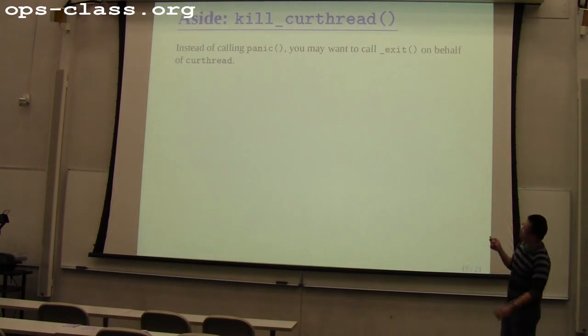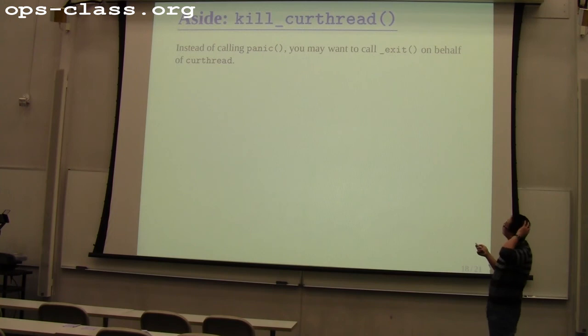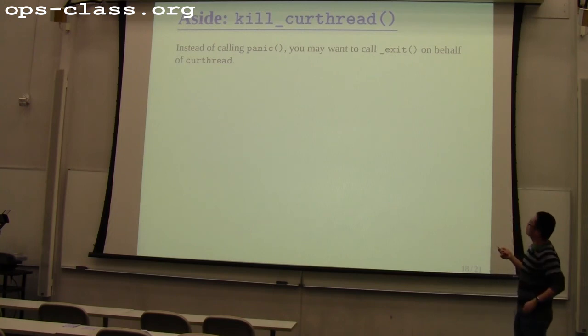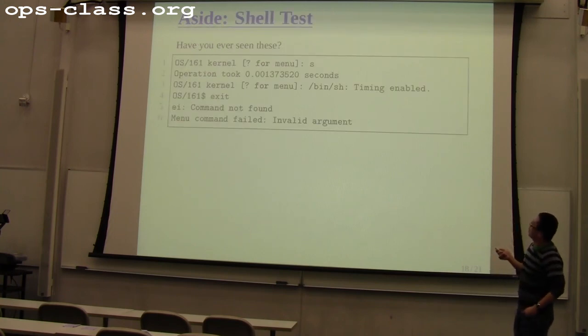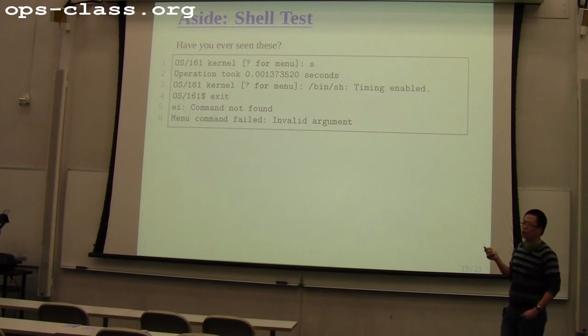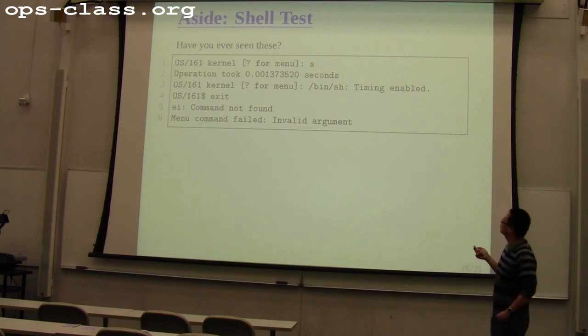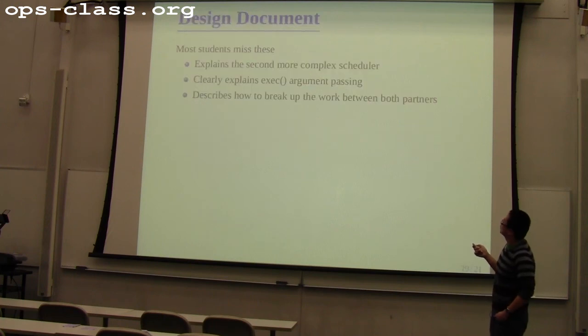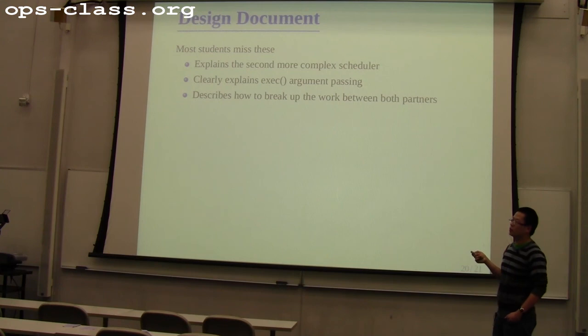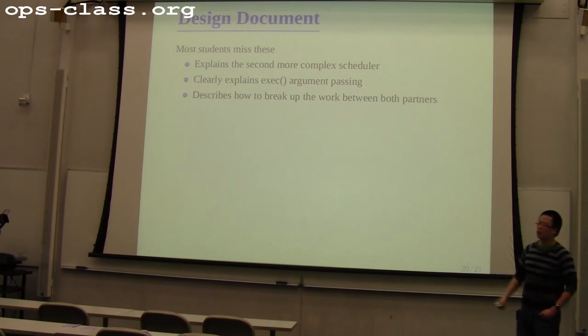So you also need to modify kill current thread to actually kill the current thread instead of panic. And this is one minor issue about the shell. I will cover this once you get to that point. So these are the 3 most common bullets that are missed by students who submitted the design documents. You may want to cover everything so you can get points for the design document.